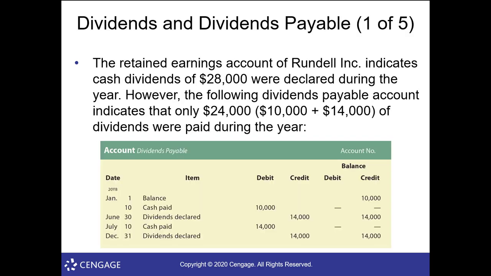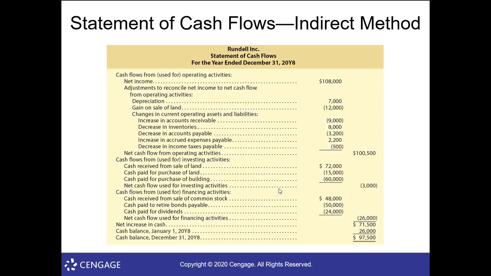And then we paid our dividends on two separate occasions, as we mentioned earlier. The dividend payable has increased by $4,000. So the cash that we paid is only $24,000. So the $28,000, the 14 plus 14, minus the increase of $4,000 in dividends payable.